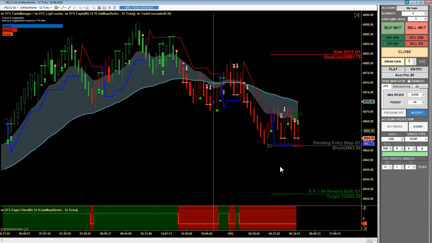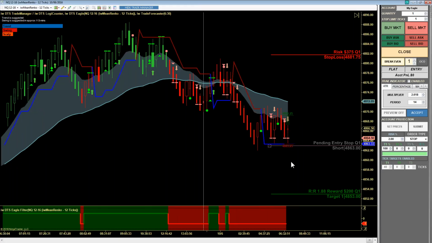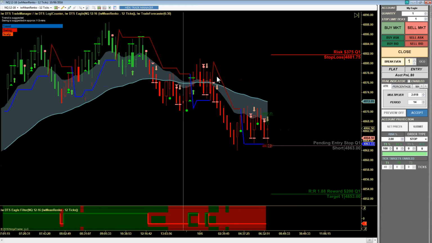And what we were talking about the other day was the first signal on the Eagle, how when it's in sync with the band, it actually tends to have some pretty good follow through. And that's what we're looking at here. We're looking at a first signal with the band. It's against the ATR, that's this squiggly red and blue line.